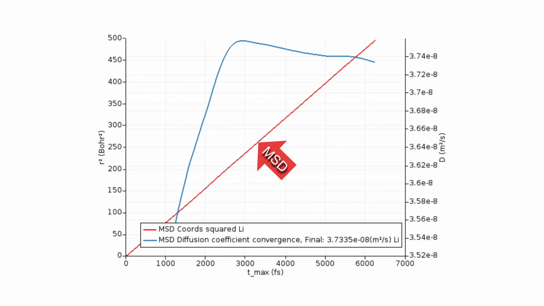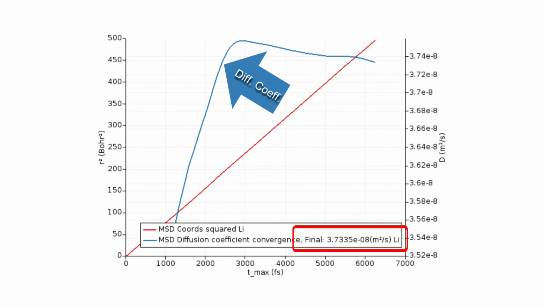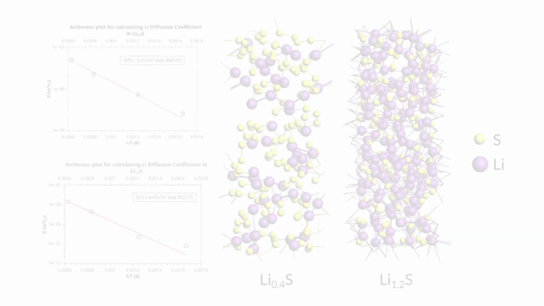If the MSD line is not straight, it means that you need to run a longer simulation to gather more statistics. The blue curve corresponds to the diffusion coefficient D. It should ideally be perfectly horizontal. Here the blue curve seems to converge to a value around 3.73 times 10 to the power of minus 8 square meters per second, which is the final result for the lithium diffusion coefficient.